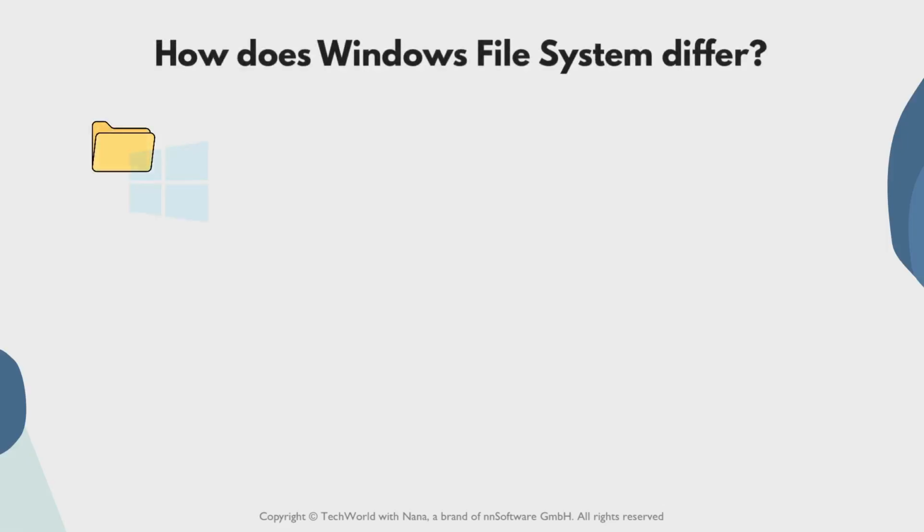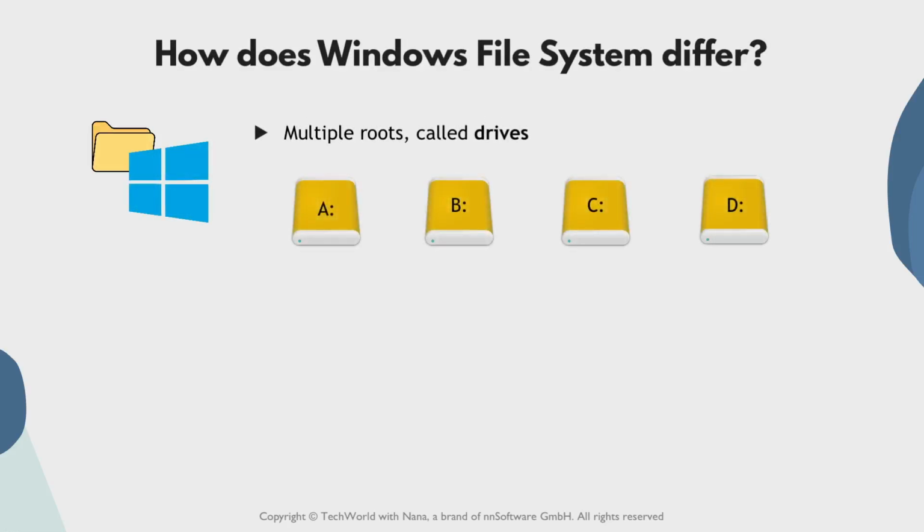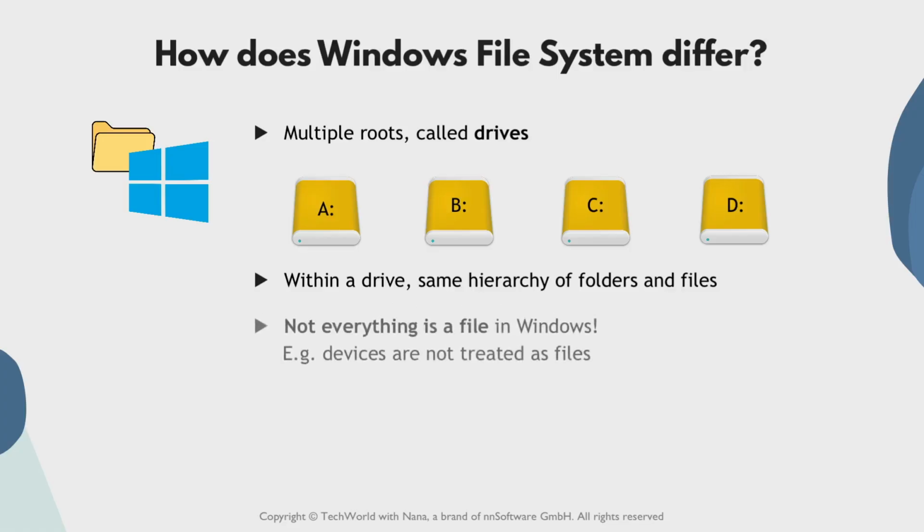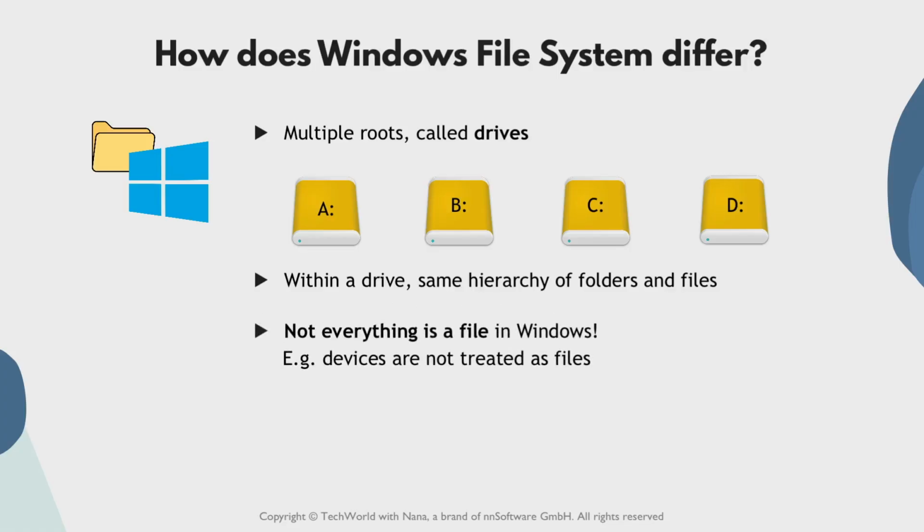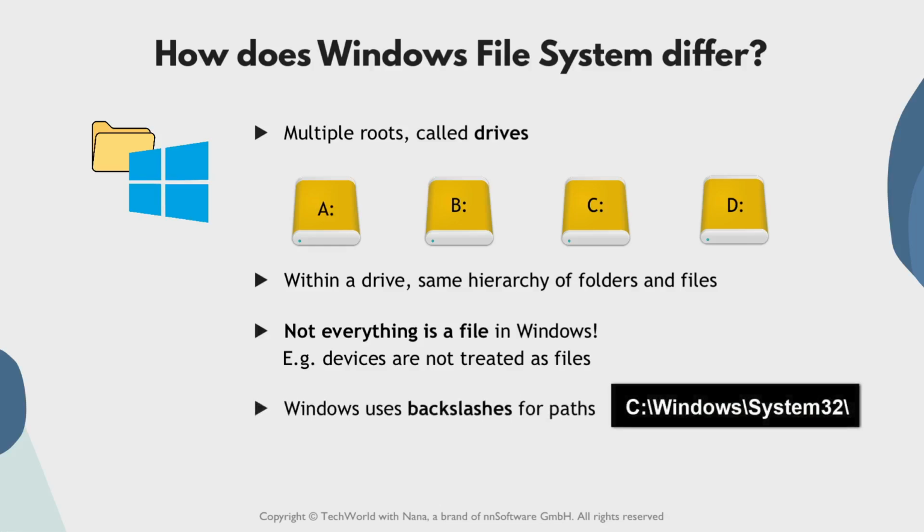So first of all, as I explained, Windows file system has multiple roots, not just one, which are called drives. Within those drives, however, you have the same hierarchy of files and folders. In Windows, also unlike Unix systems, not everything is a file with just a different type, but rather its own thing like a device or a driver or a folder. So these things are not represented as files. Also note that we use backward slashes in Windows for path of directories instead of forward slashes in Unix-like systems.